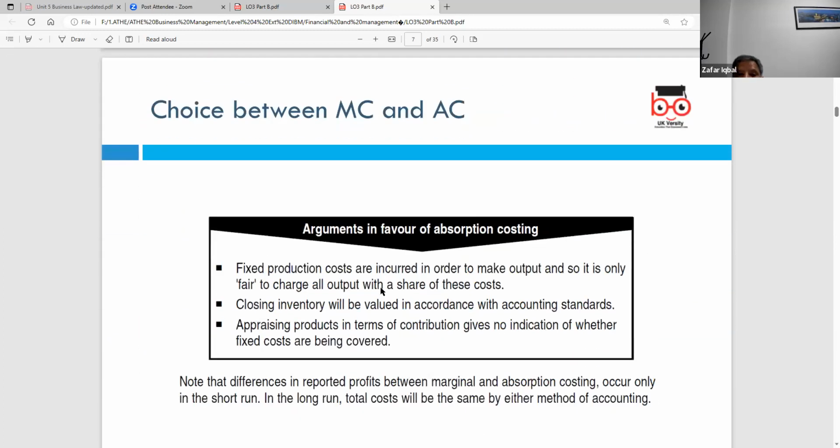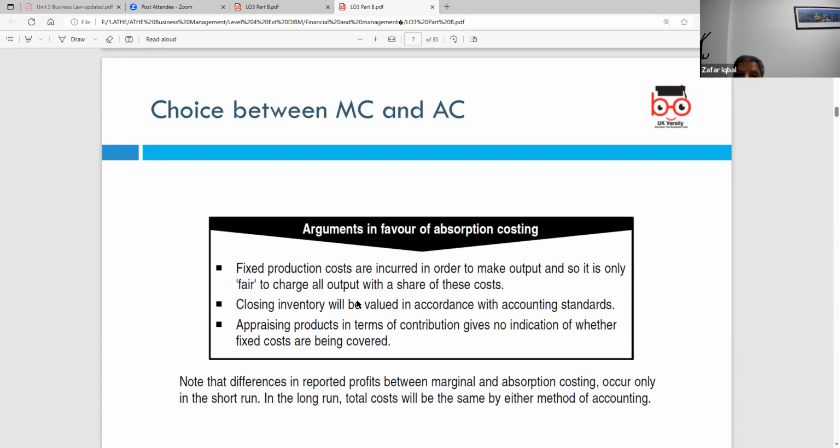Okay, what's the choice between marginal costing and absorption costing? Marginal costing is based on contribution, and absorption costing is based on total costing. The total cost concept is arguably better. It says fixed production costs are incurred in order to make output, so it's only fair to charge all output with a share of these costs. Closing inventory will be valued according to accounting standards, and appraising products in terms of contribution gives no indication of whether fixed costs are being covered.